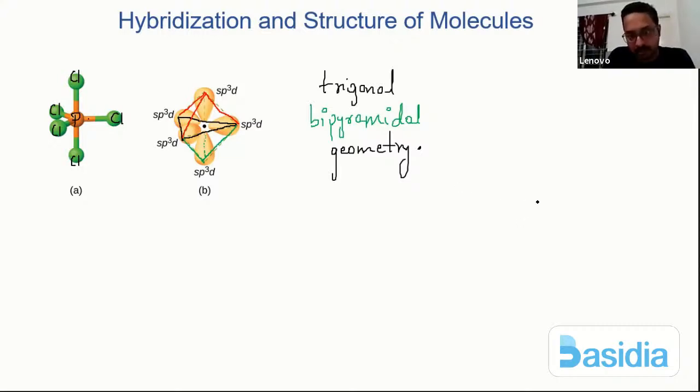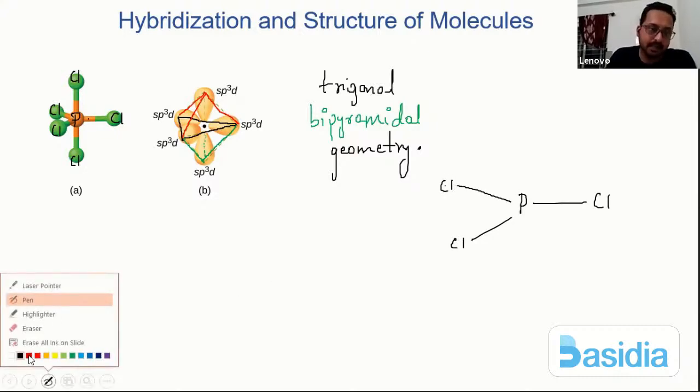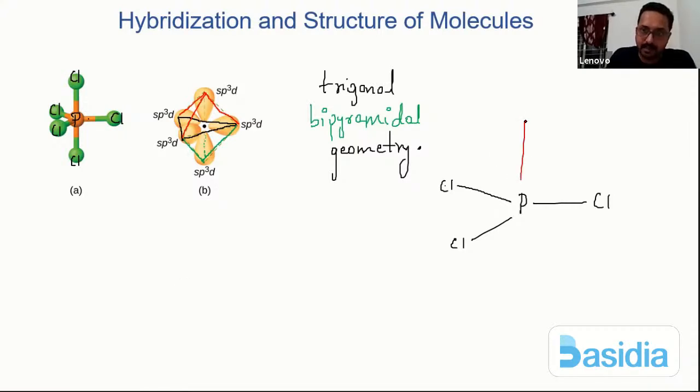so let me draw the structure now. So let me say this is my P. You will see there is a Cl here, you will see there is a Cl over here, and you will see there is a Cl over here. Okay, and I clearly understand on exactly the top there is a Cl, and at the bottom also there is a Cl. Now what is the difference in the writing? What difference do you see here?